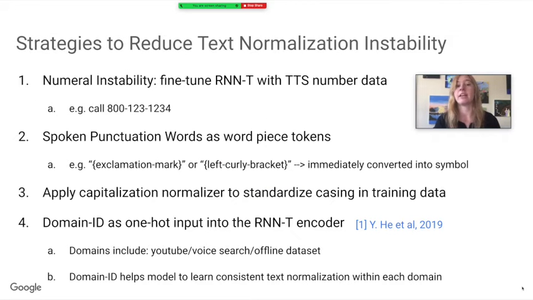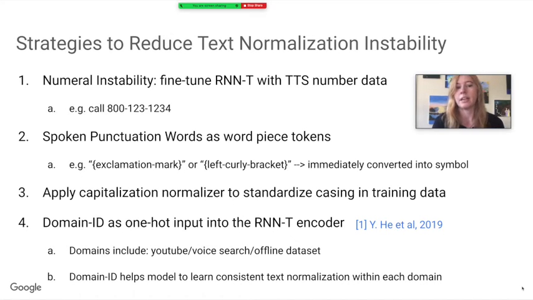We came up with various strategies to reduce text normalization instability. To address numerical instability, we generated valid data using text-to-speech. We updated the model to correctly output numerical format. For spoken punctuations, we added spoken punctuation tokens to the model as singular non-space entities, such as exclamation mark or left curly bracket. We now predict the entire token as a whole, and it's immediately converted into a symbol before the token gets shown to the user.